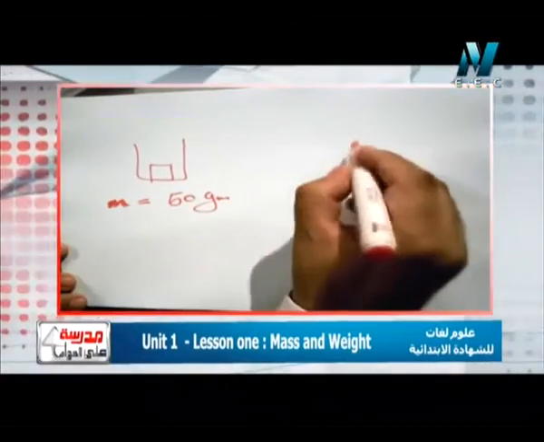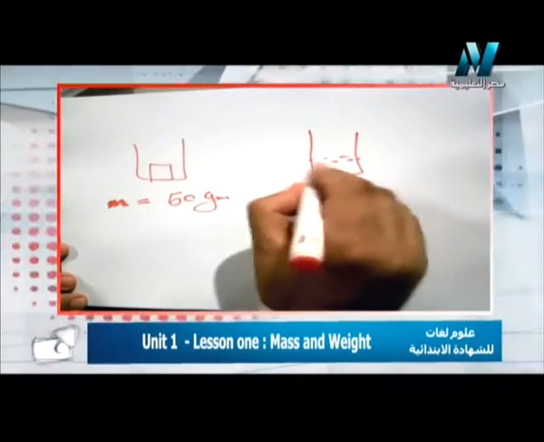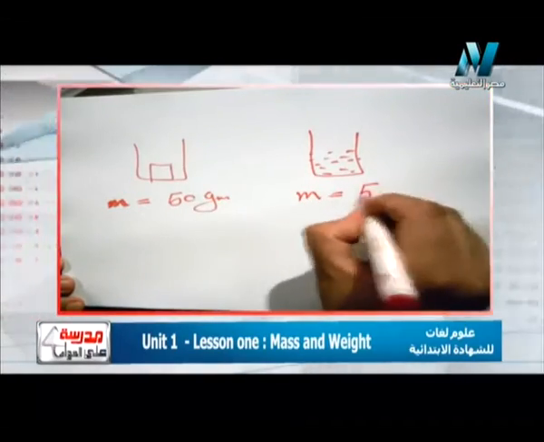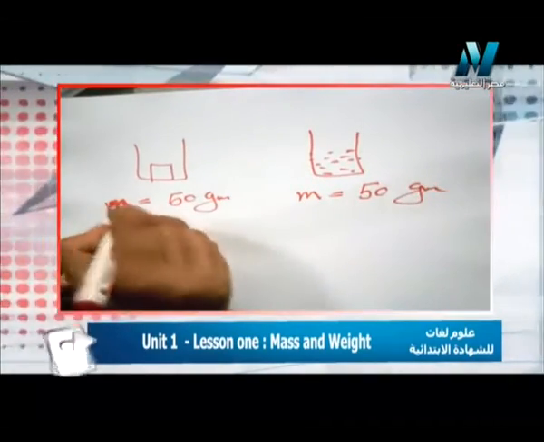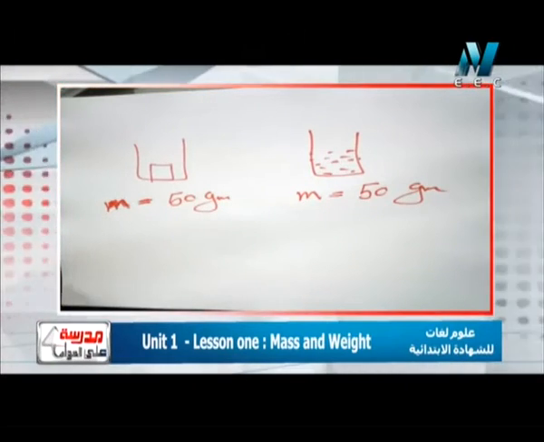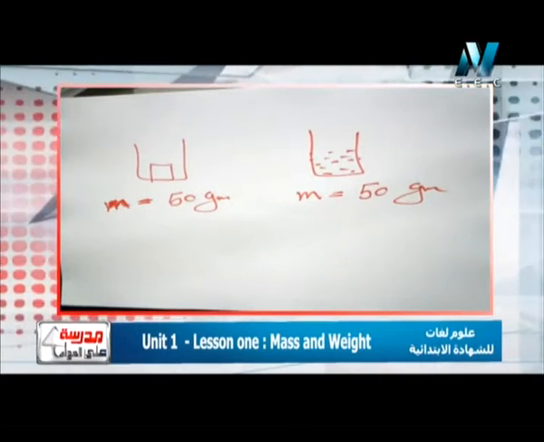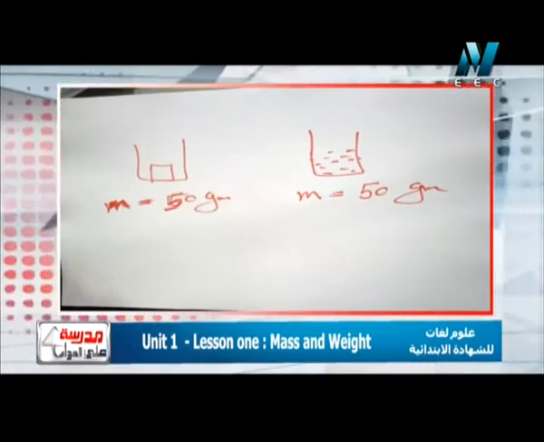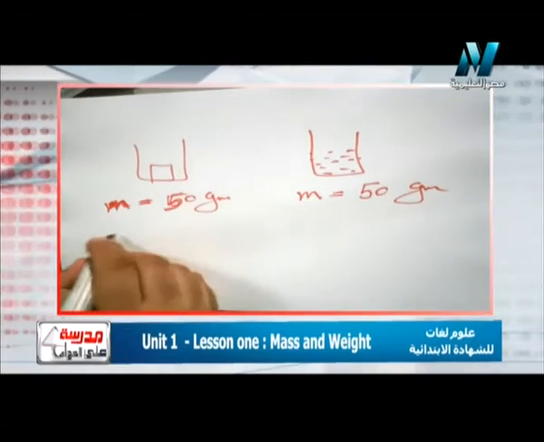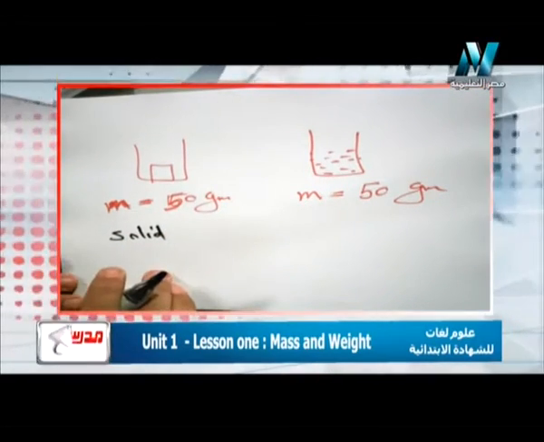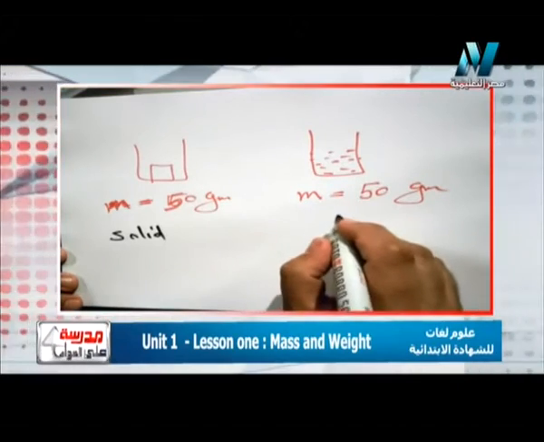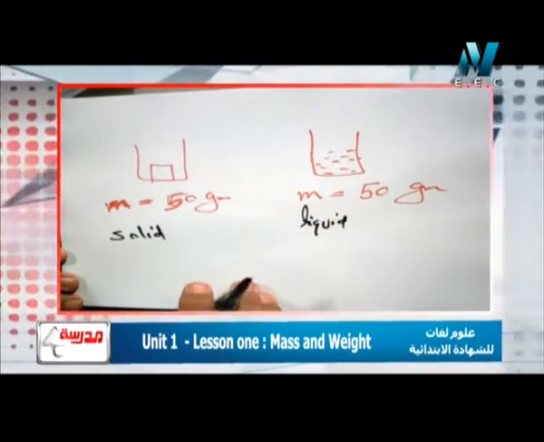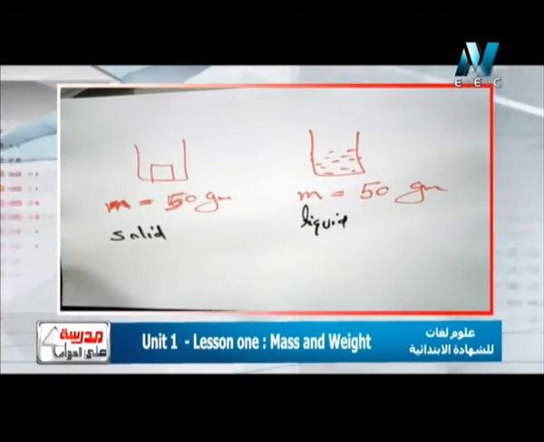Okay? What happens to this mass if this ice cube melts? I think the mass will be 50 gram too. It doesn't change. So again, all matter has mass, whatever its physical state, solid or liquid or gas. When the mass here is solid, it has 50 gram. When it is liquid, it's 50 gram too. So what happened to mass? Mass doesn't change by changing the state of matter.